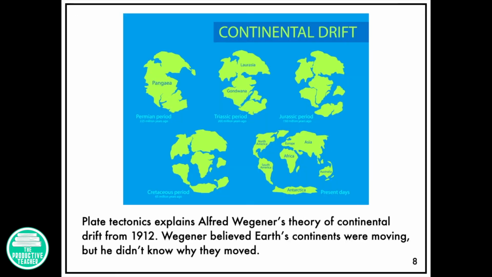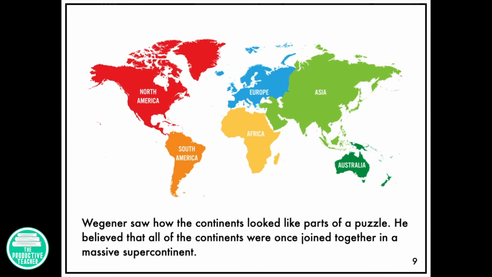Earth. Plate tectonics explains Alfred Wegener's theory of continental drift from 1912. Wegener believed Earth's continents were moving, but he didn't know why they moved. Wegener saw how the continents looked like parts of a puzzle. He believed that all of the continents were once joined together in a massive supercontinent.